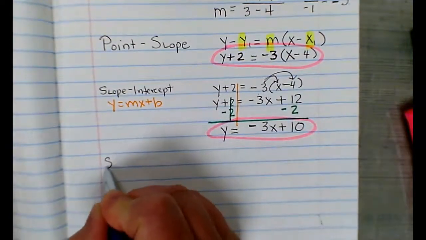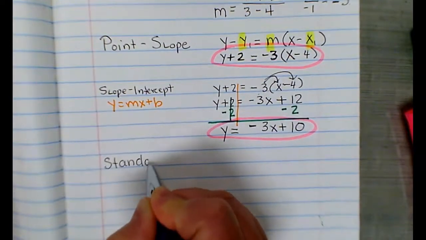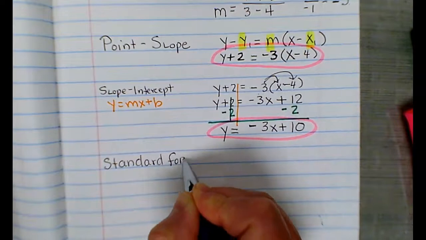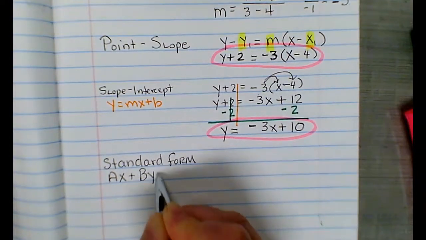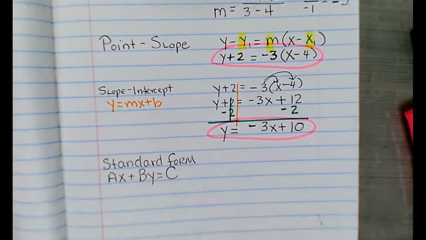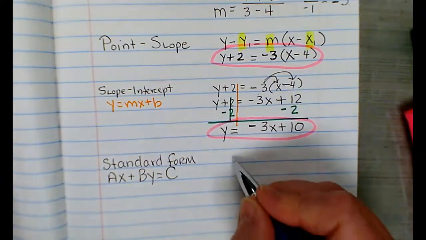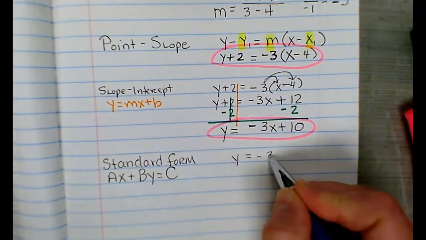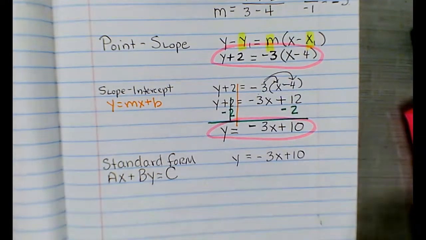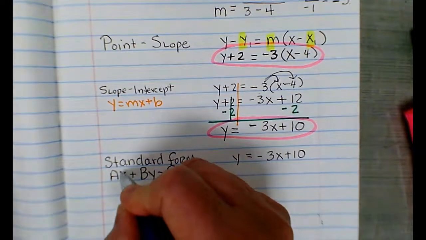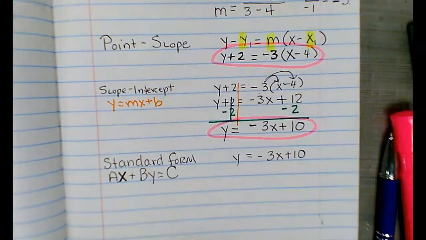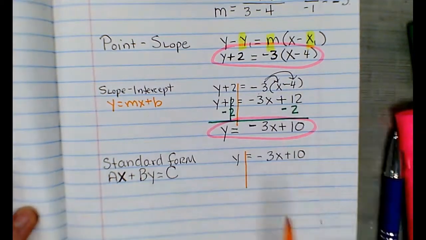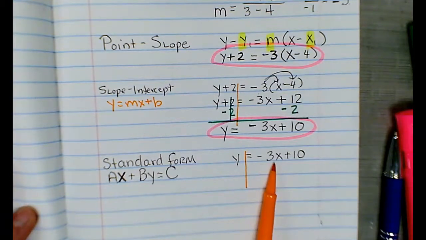And last, can we change it to standard form? Standard form is AX plus BY equals C. Standard form starts with X. The X and the Y are on the left side of the equal sign. Is this on the left side of the equal sign? Nope, it needs to be.